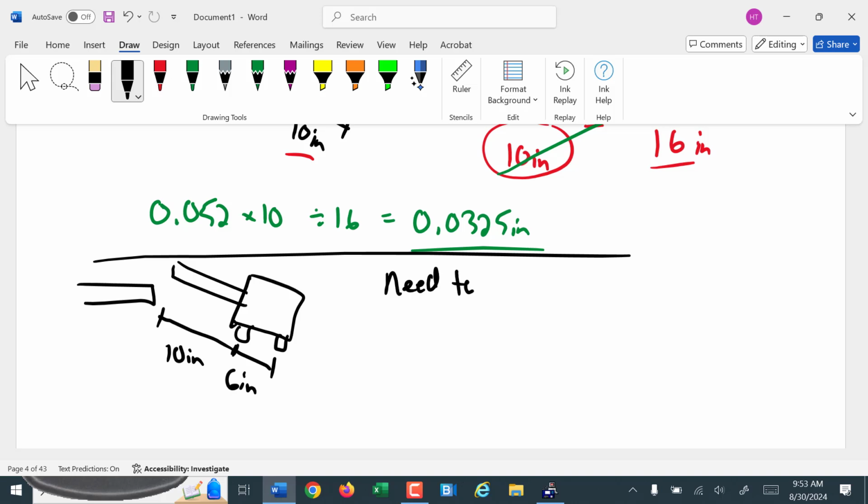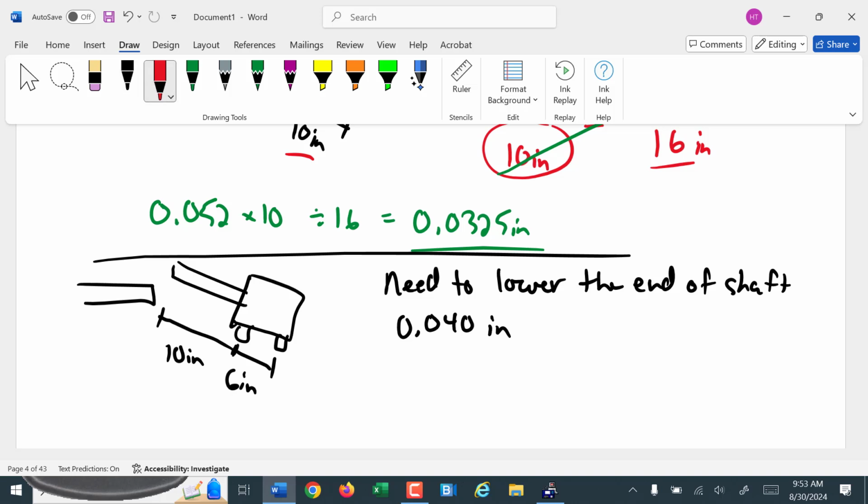Have you tried one on your own? So with this setup, you need to lower the end of the shaft 40 thousandths of an inch. See what you come up with for the shim. We're shimming the far foot.